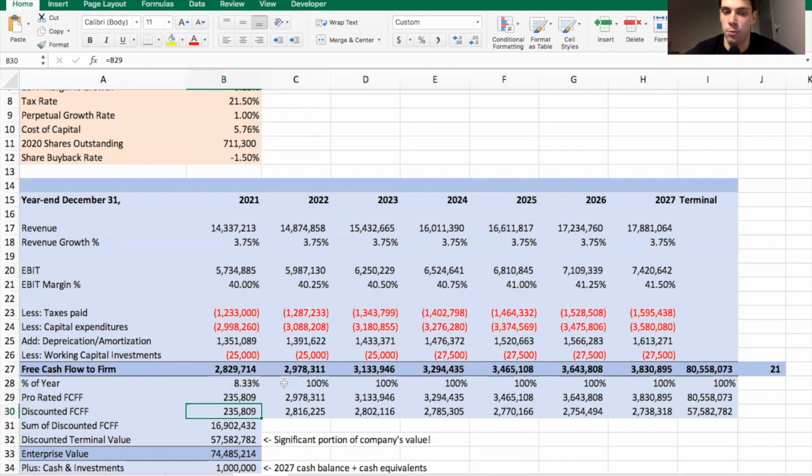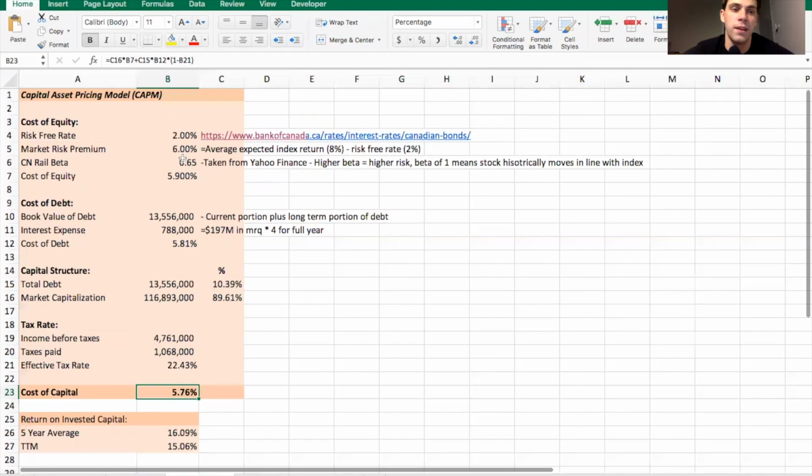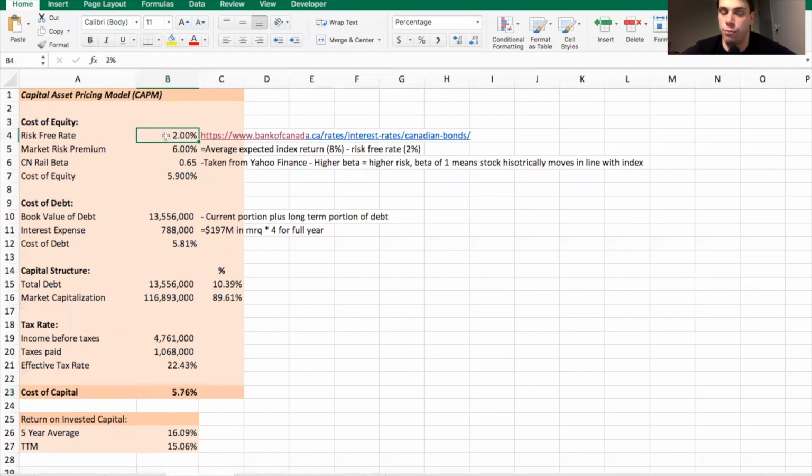Here's where we're discounting it at the rate of the cost of capital, which we already determined. If we go out to the terminal year, the free cash flow to firm is again 80.5 billion, but the present value of that is much lower. It's only 5.7 billion. Now, a 5% cost of capital is quite low. That's because, for one, interest rates are extremely low. If you go back to our cost of capital calculation, interest rates are kind of what the risk-free rate is, right?